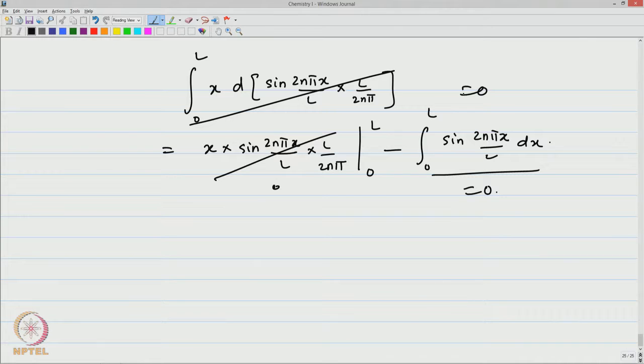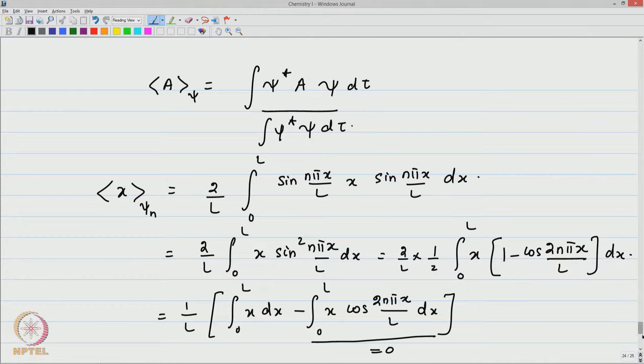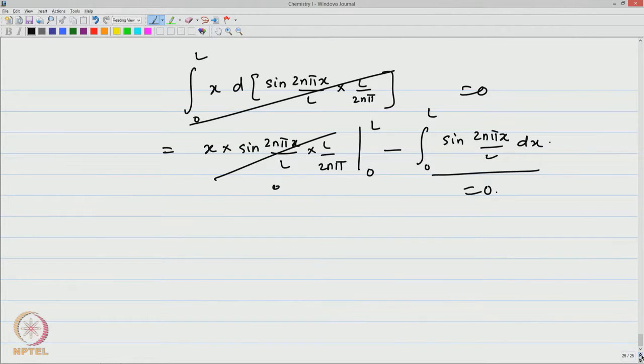So if you go back, you would see that there is only one integral, namely 1 by L integral 0 to L x dx, and that is given as L by 2. So the average value of x is L by 2, and the average value of x square is obviously L square by 4. Okay, so that is known.